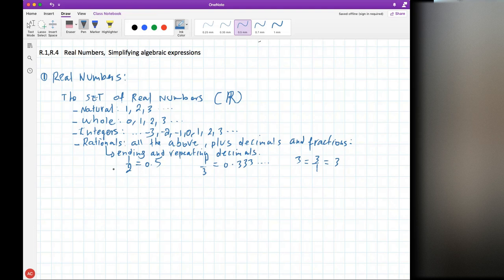Okay, so what if the decimal is the opposite of this? Non-ending and non-repeating. A decimal that doesn't end. Irrational numbers. That's right, that would be irrational. That would be the opposite of this. So when the decimal doesn't end and does not repeat like this, it's called irrational. So it's the opposite of rationals.